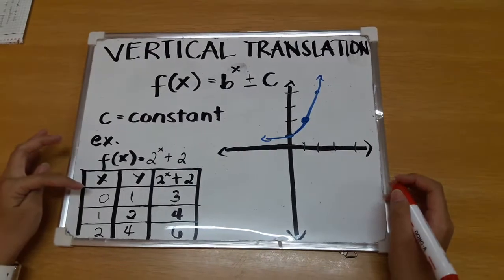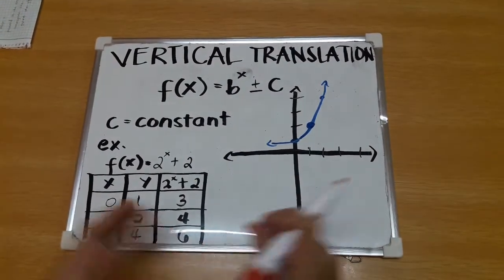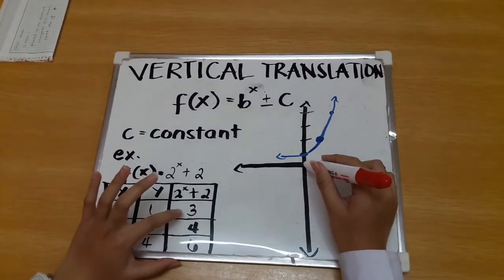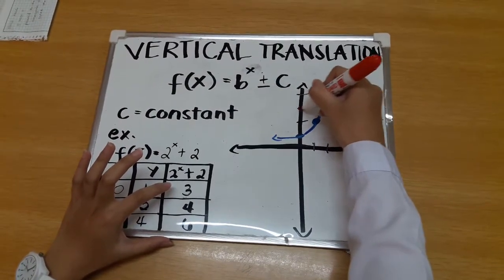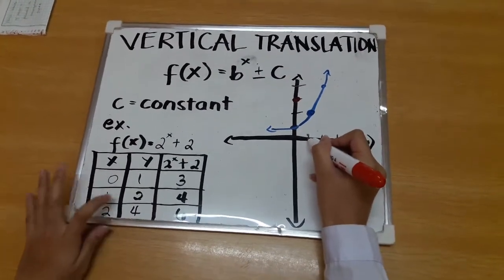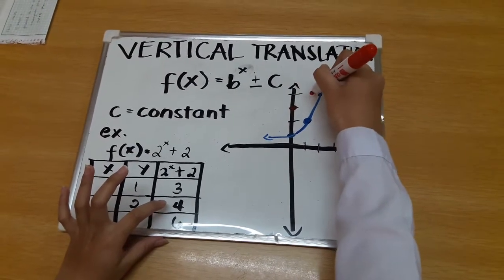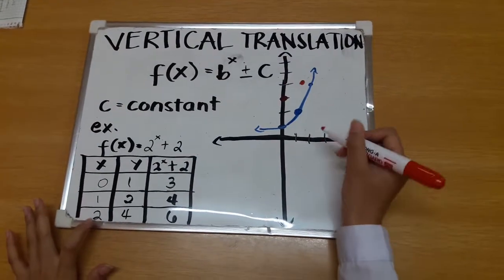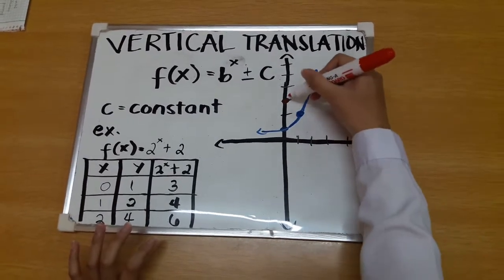Now we will move on to plotting the x and the 2 raised to x plus 2. So first, x is 0, and then the y will be 3. Next point is 1. The x is 1, and the y would be 4. And the last one is the x is 2, and the y would be 6.